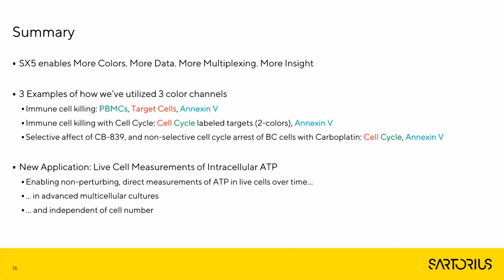Brief summary. What I hope I've shown here is that SX5 enables more colors, more data, more multiplexing, and most importantly, more insight. I gave you 3 examples of how we've utilized 3 color channels in immune cell killing, with immune cell killing with cell cycle reagents, and the selective effect of CB839 and non-selective cell cycle arrest of breast cancer cells with carboplatin. And then it's very exciting for us, introducing a new application with new reagents to make live cell measurements of intracellular ATP, which enable non-perturbing direct measurements of ATP in live cells over time in advanced multicellular models and independent of cell number.